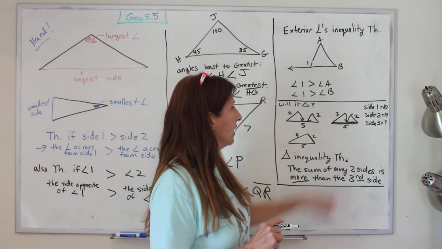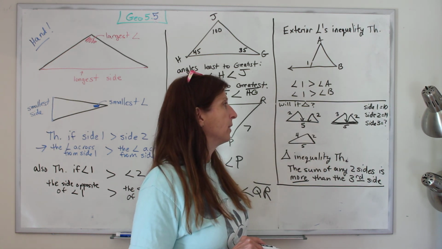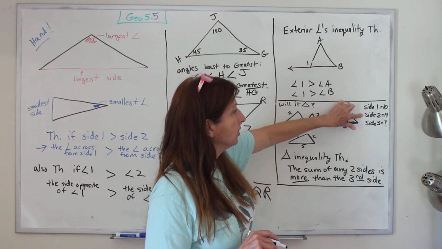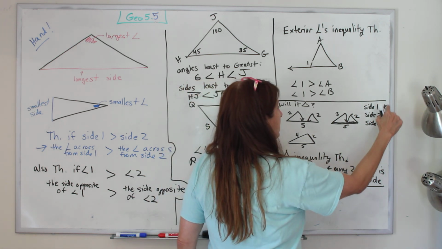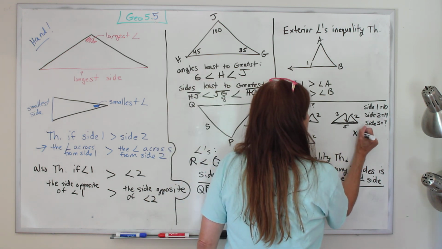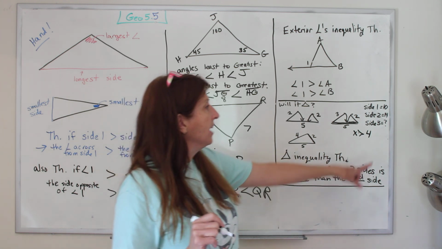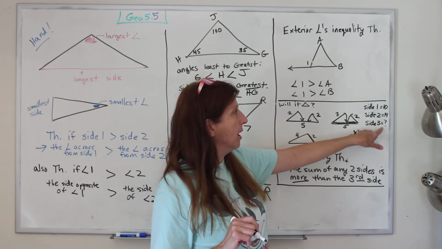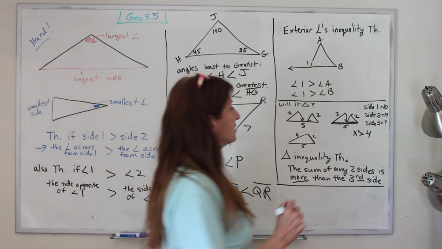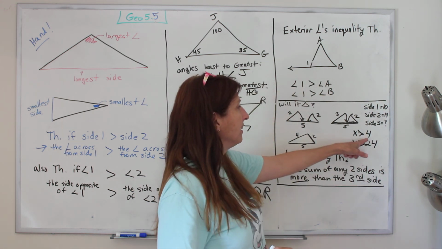So, here I have a triangle. Side 1 is 10, side 2 is 14. What can side 3 be? There's really two answers here. If 14 is the hypotenuse, side 3 needs to be more than 10 plus 4 is 14. So x would have to be greater than 4 if 14 is the hypotenuse. If our unknown side is the hypotenuse, it has to be bigger than 10 and 14 added together. So it would have to be bigger than 24. So like not even like 4.1.